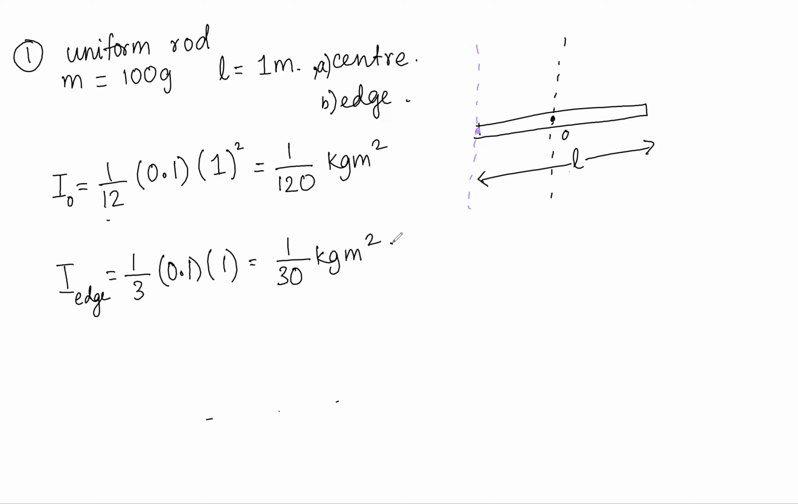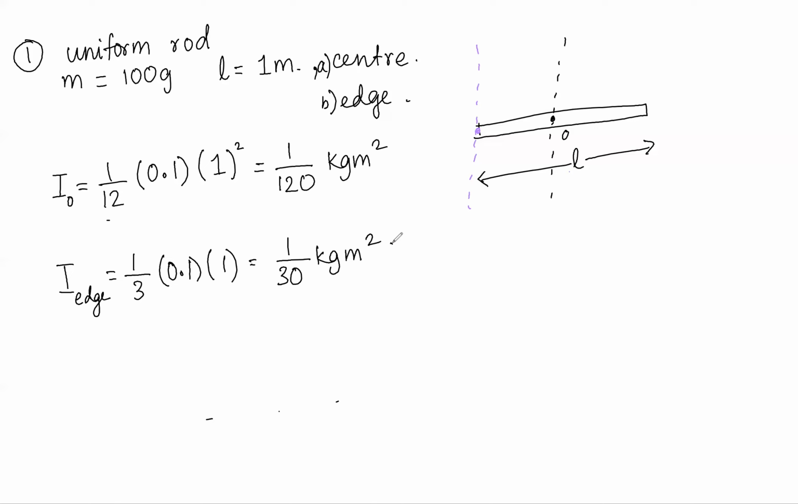So there is a uniform rod of mass 100 grams, length is equal to 1 meter. Find the moment of inertia about the center: 1 by 12 ml square. Find the moment of inertia about the edge: 1 by 3 ml square. Okay. Second problem, let's do it on this page itself. Let's not turn the page. Let's solve the second problem on this page itself.